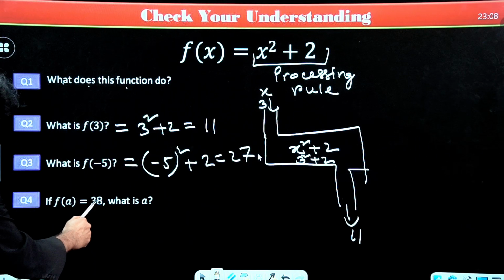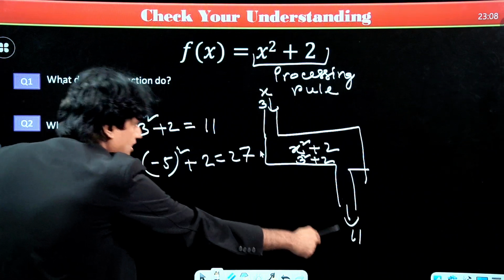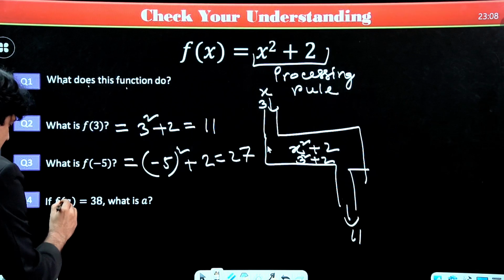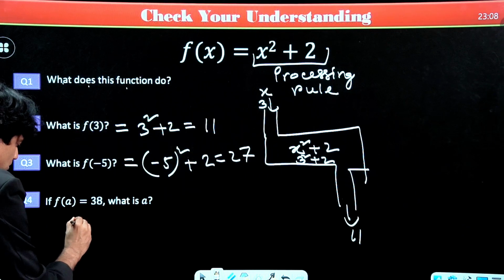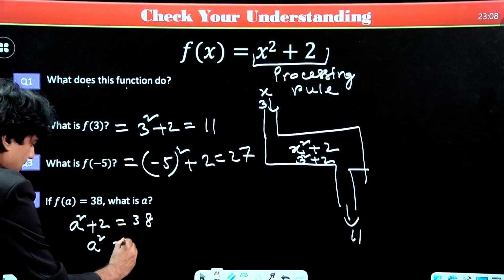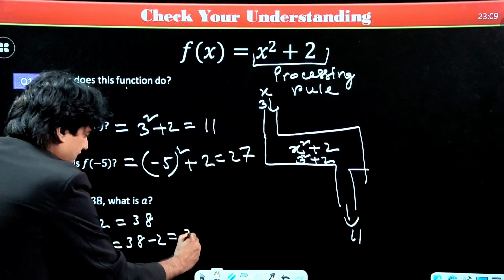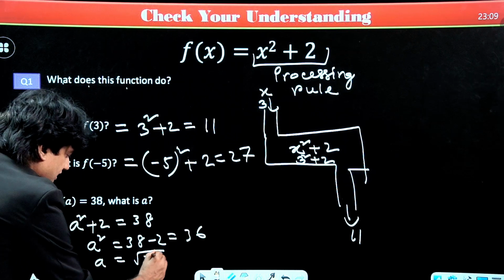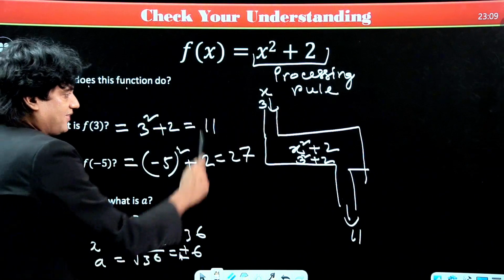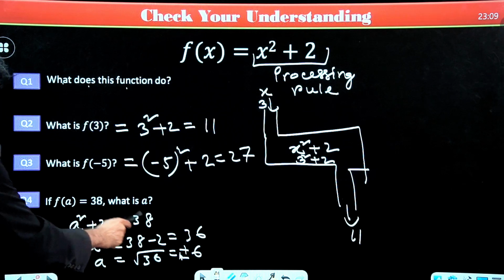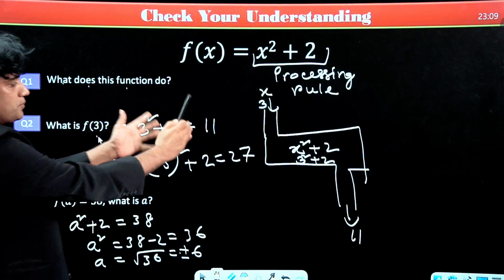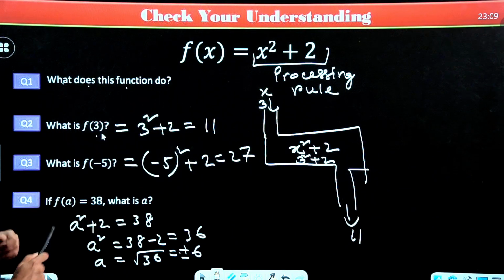And now here the output is given, and the input is asked. If the output is 38, what was the input? If a is given as the input in the machine, then according to the rule, a squared plus 2 equal to 38. So a squared will be 38 minus 2, which is 36. And a will be the square root of 36, which is plus or minus 6. So if the input of the machine is plus 6 or minus 6, then this machine will produce the output 38. This question is just the reverse of the previous one. There the input was given and the output was asked. Here the output is given and the input is asked.